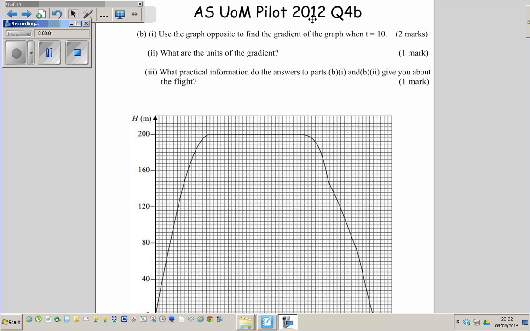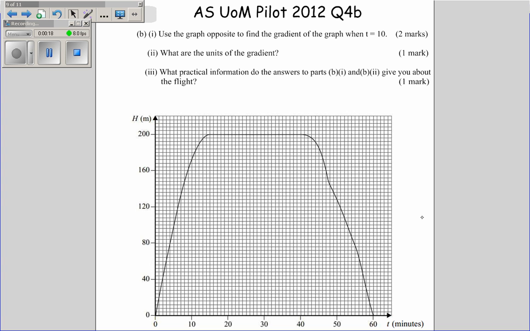Question from the Pilot 2012. We're asked to use the graph opposite, or in our case below, to find the gradient of the graph when t equals 10, and also specify what are the units of the gradient. Well, let's start off with finding the gradient of the graph when t equals 10.